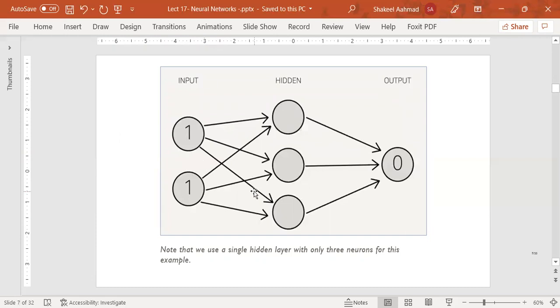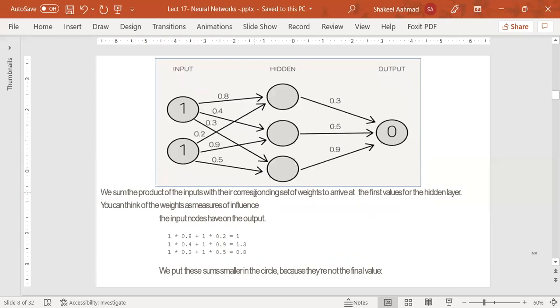This is the architecture of the neural network we are going to use to solve this problem. In this network, we have a single hidden layer with only 3 neurons for this example. And we have selected random weights between 0 and 1 and assigned them to connections from each input to the hidden layer neurons, and from the hidden layer to the output. And here we have 0.8, 0.4, 0.3, 0.2, 0.9, and 0.5.